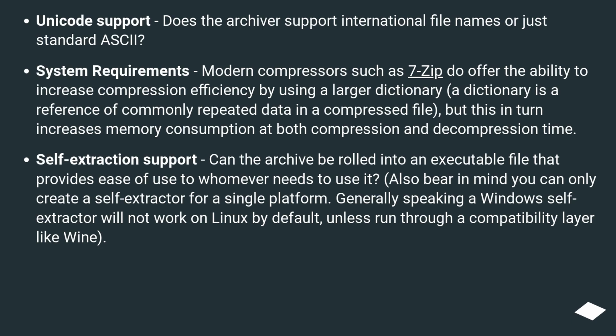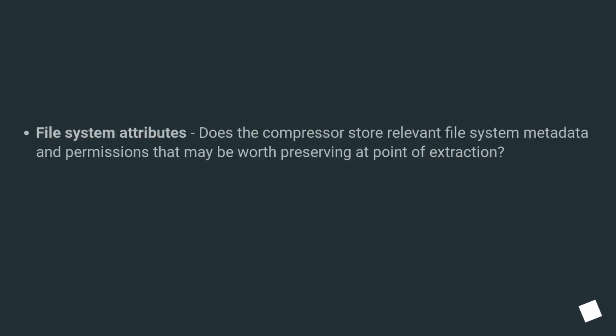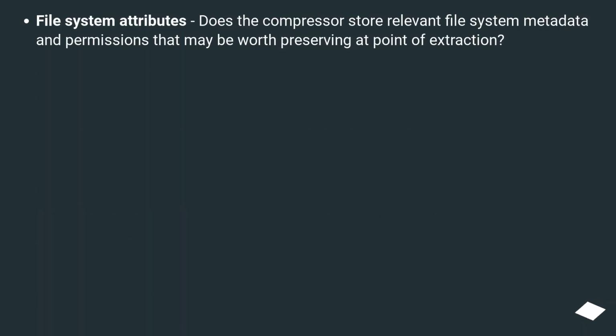Self-extraction support. Can the archive be rolled into an executable file that provides ease of use to whomever needs to use it? Also bear in mind you can only create a self-extractor for a single platform. Generally speaking, a Windows self-extractor will not work on Linux by default, unless run through a compatibility layer like Wine. File system attributes. Does the compressor store relevant file system metadata and permissions that may be worth preserving at point of extraction?